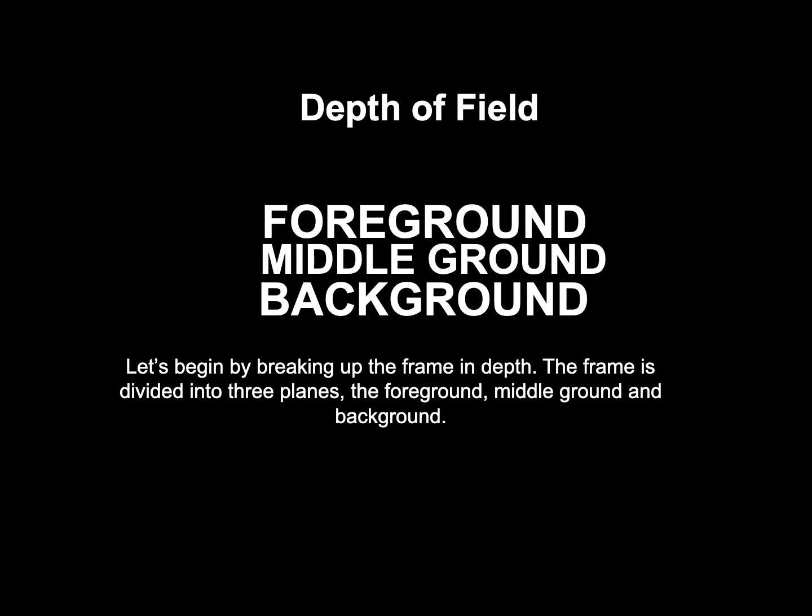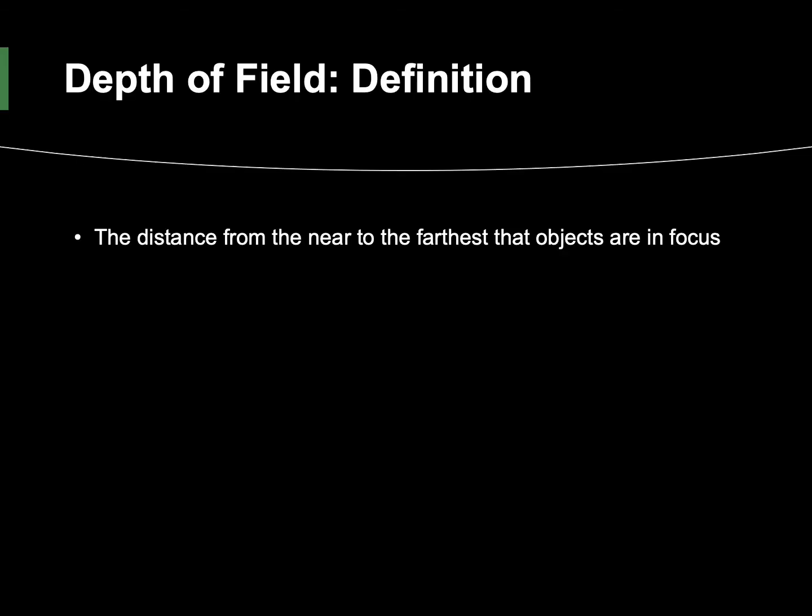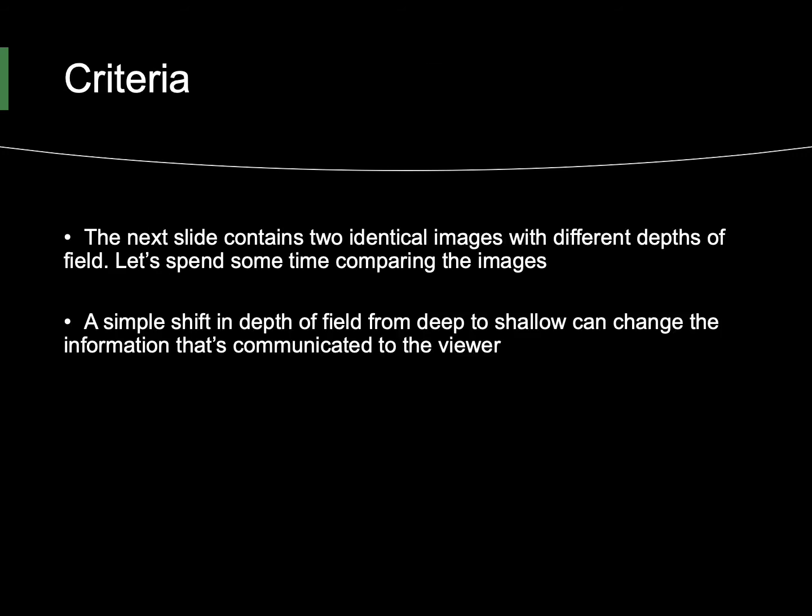Depth of field. Let's begin by breaking up the frame in depth. The frame is divided into 3 planes: the foreground, middle ground, and background. Depth of field definition. The distance from the near to the farthest that objects are in focus. The next slides contain 2 identical images with different depths of field. Let's spend some time comparing and contrasting the images. A simple shift in depth of field from deep to shallow can change the information that's communicated to the viewer.